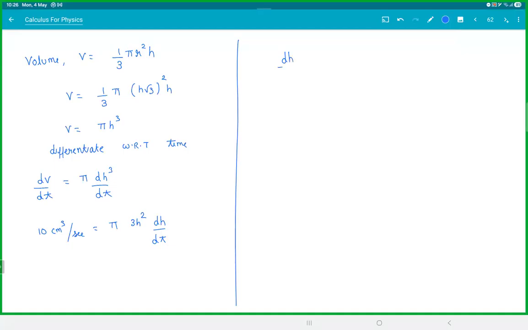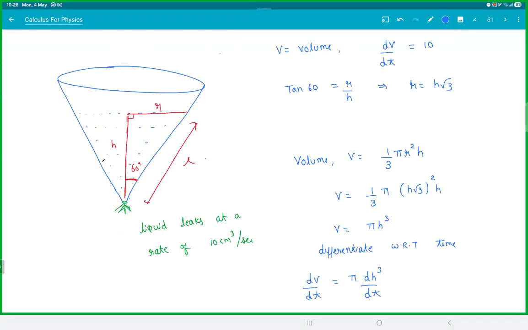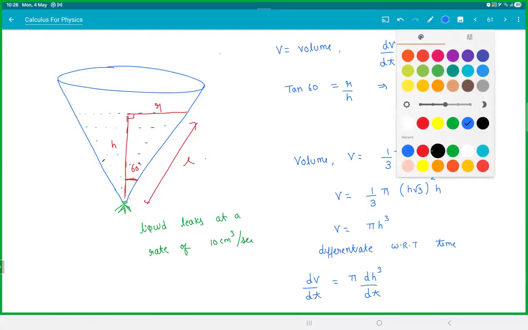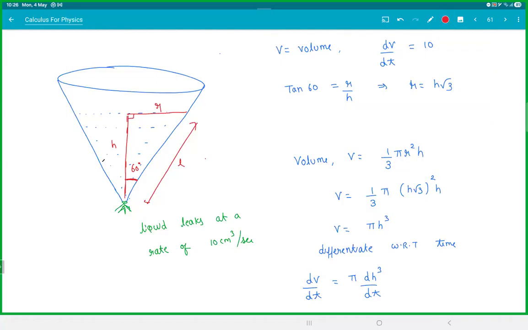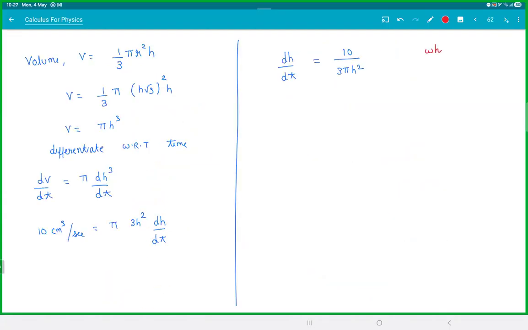And then dH by dt is 10 by 3 pi h square. Perfect. But I don't know what h is. But in the question it is given where L is 3 centimeters. So I need to find h. So this is L cos 60 is h. So h is L by 2. So then this is 3 by 2. So when L is 3 centimeters, h was L by 2, which is 3 by 2.